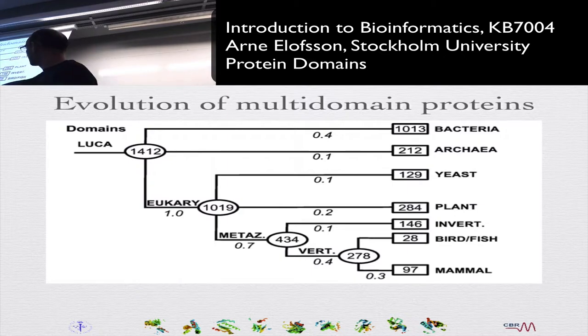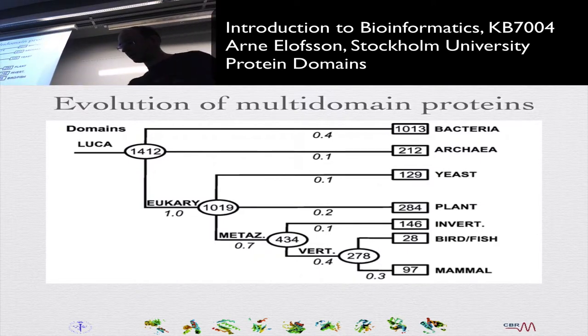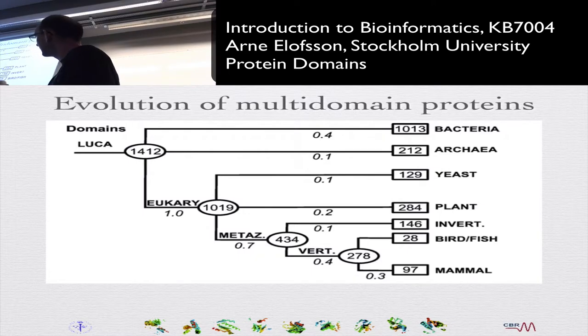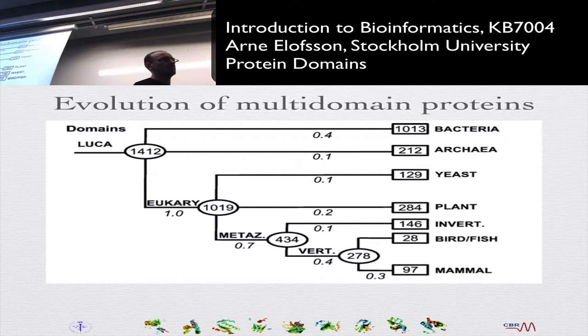And then if we got to know the time of these things, we can have kind of a rate of how many new domains are created per million years. And what you can notice is that here in the eukaryotic and also in the metazoan, so the animals, there was a quite high rate compared to all other numbers. So something happened. When eukaryotes was a fusion of many domains, and they have about one new domain per million years.